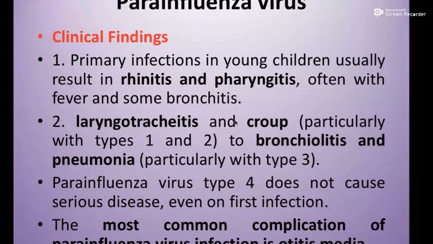The most important thing we said about croup is that it is a serious disease, it is a medical emergency. A question may come: why is it a medical emergency? Because it causes croup, which medically you must write as laryngotracheobronchitis. Why is it a medical emergency? Because inflammation of the larynx may cause obstruction of the respiratory tract.